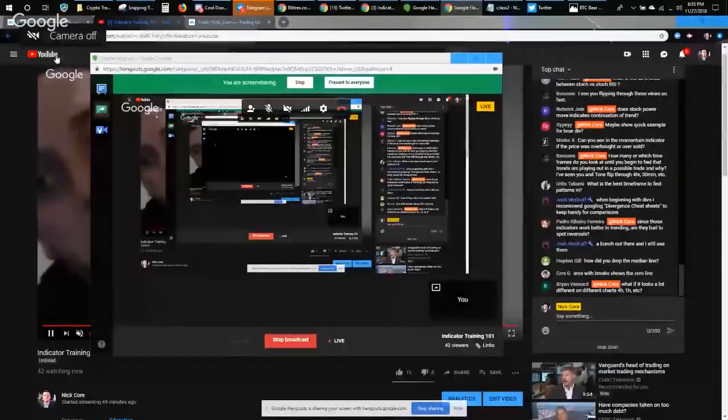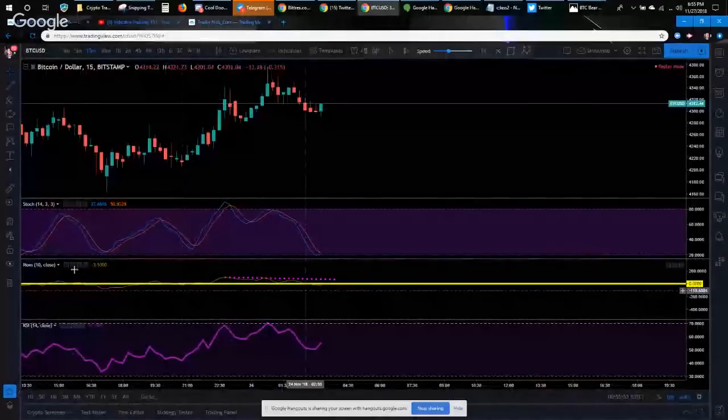Ezra G says area with breaks shows the 0 line. Yeah, it does, but it looks very similar to my CMF, so I just kind of keep it on line there. But yes, you can go to area with breaks in your settings. Let me show you guys how to do that real fast for those of you that are curious about it.